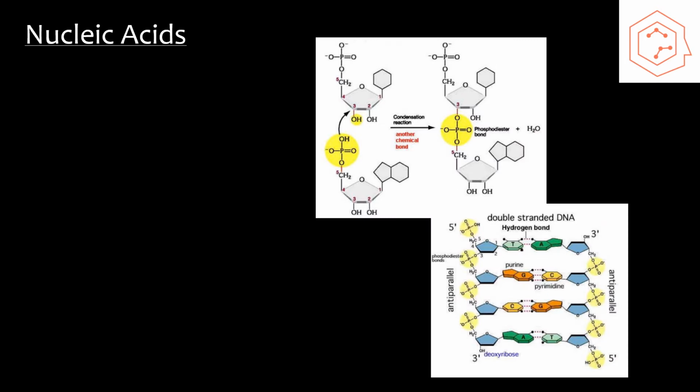So a nucleotide strand is formed when a series of nucleotide monomers bind through the formation of phosphodiester bonds. So we see an example of a phosphodiester bond over here, where phosphate is linking these two nucleotides.